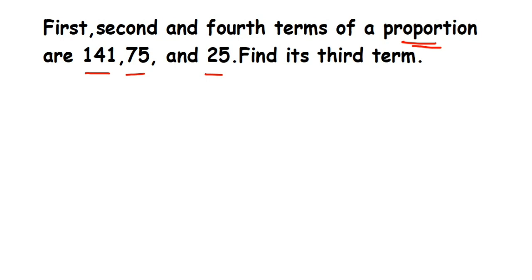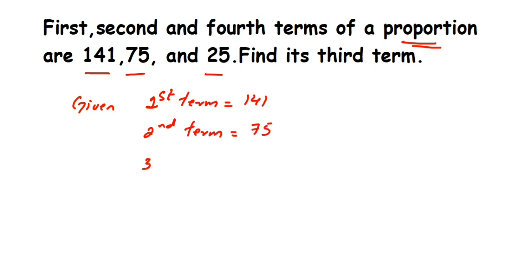So let me frame this. They have given the first term, which is equal to 141. They have given the second term, which is equal to 75, and they have given the third term which is equal to 25. Now we have to find out the fourth term.